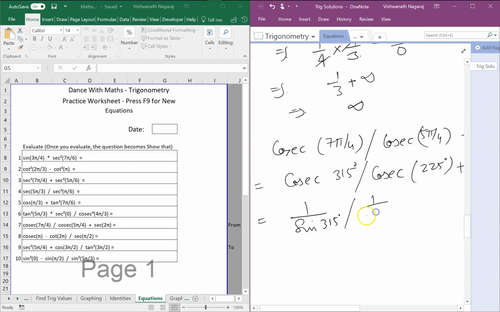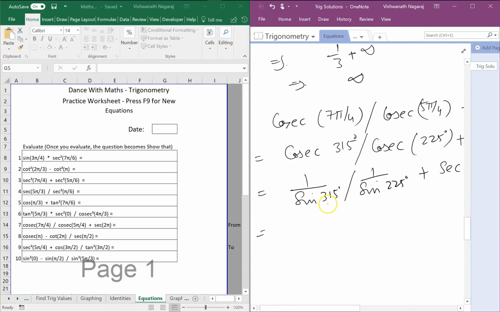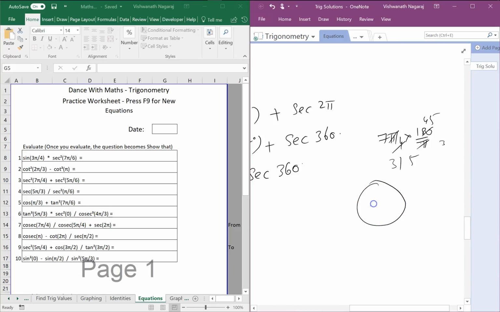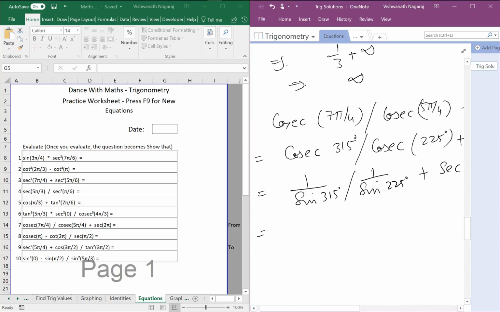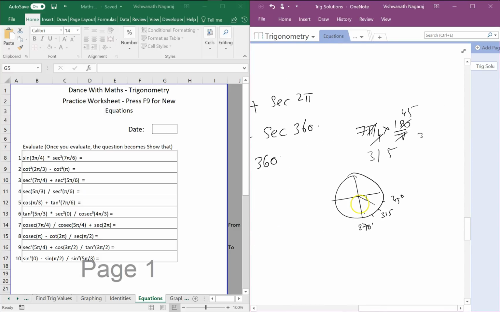divided by 1 by again sine 225 degree plus sec 360. Now 315 degree. Yes, this is 270, 300, 315, 330, right? So this is 315. That means reference angle is 45 degree. So we can say this is sine 360 minus 45 degree divided by 1 by, now 225 degree is what?